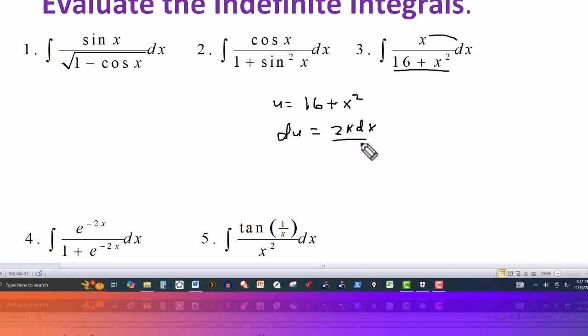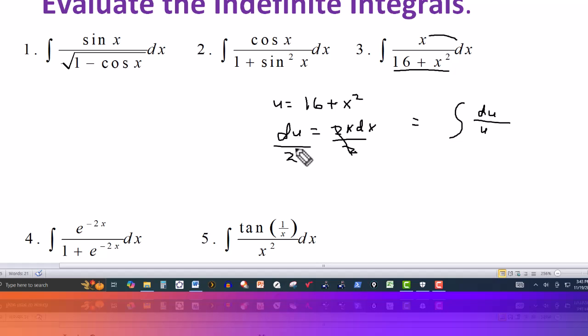So divide through by 2. This cancels here. Then I get a 2 over here. So then we can transform this integral. The x dx right here, I can replace it by du over 2. So it's the integral then of du over, and then the 16 plus x squared, that's your u.